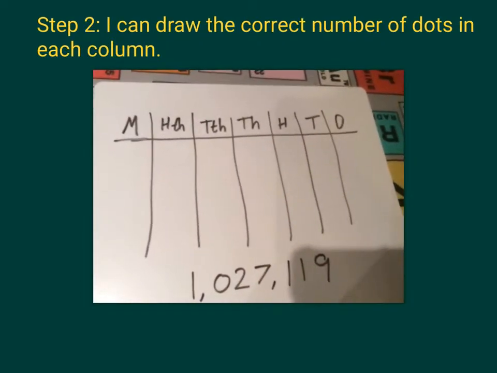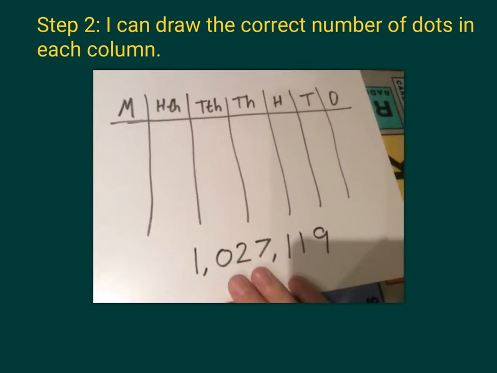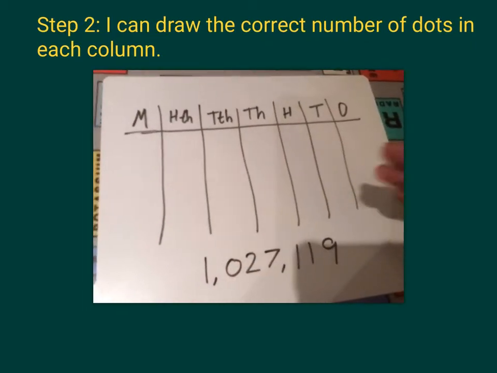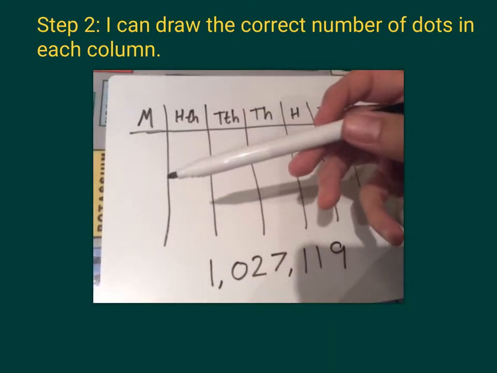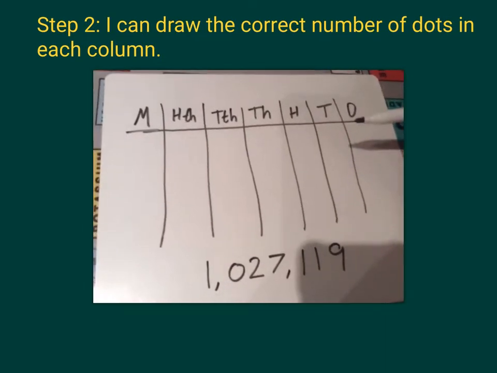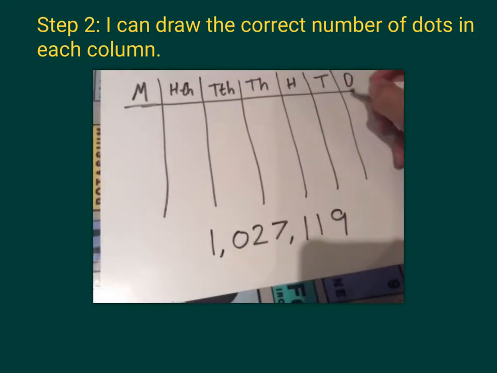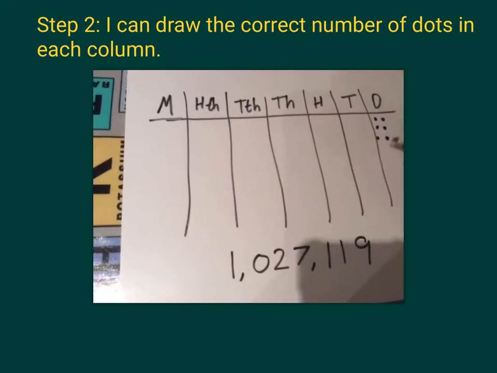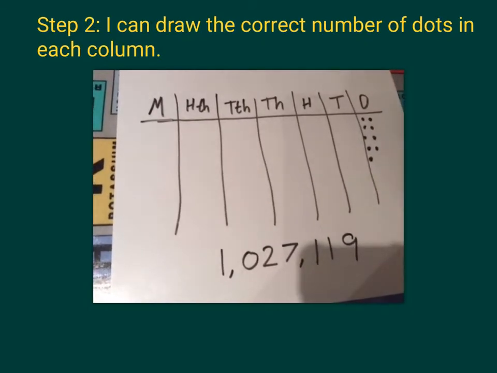So, step two, I can draw the correct number of dots in each column. Here's the number that we're struggling to read. You might be struggling with it, in which case this place value grid is now really going to help. The first thing we do, we're not going to start with the largest place value. We're going to start with the smallest place value on our grid, which is this column here. And we can see that we've got 9 ones. So we're going to put 9 dots in here. 1, 2, 3, 4, 5, 6, 7, 8, 9. So we've got 9 dots.